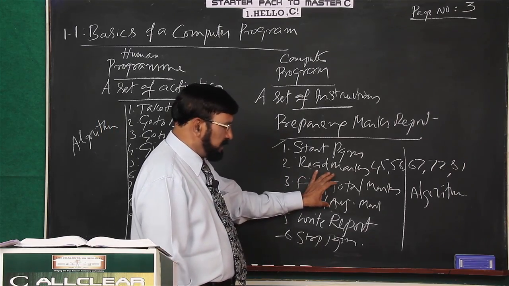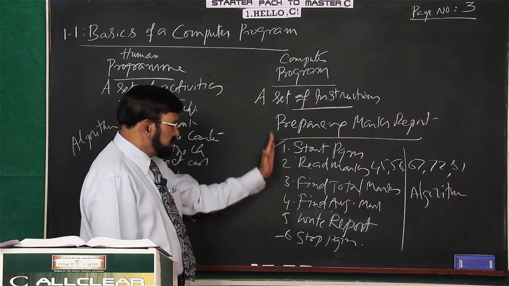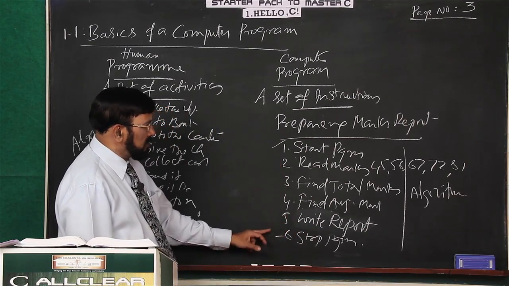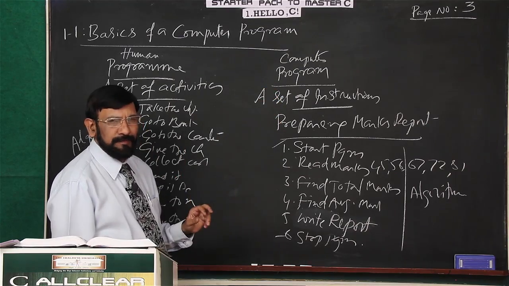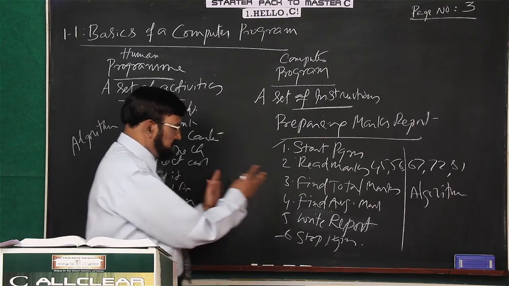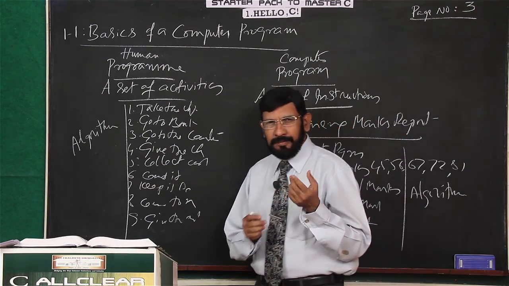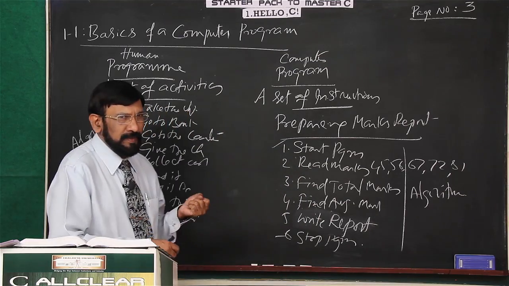Every program differs, and later we will understand that. This is the algorithm of the computer program. This is the algorithm of the human program. Just compare, both are alike. Here, the major difference you have to find out.